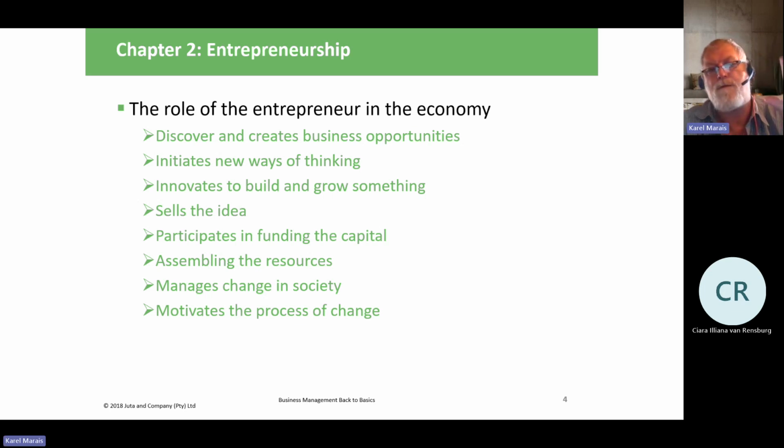Part of what then happens when they start these businesses and when they run these businesses, it brings about change in society. So they are responsible for society moving forward, for society changing. And they motivate this process of change by doing what they do.